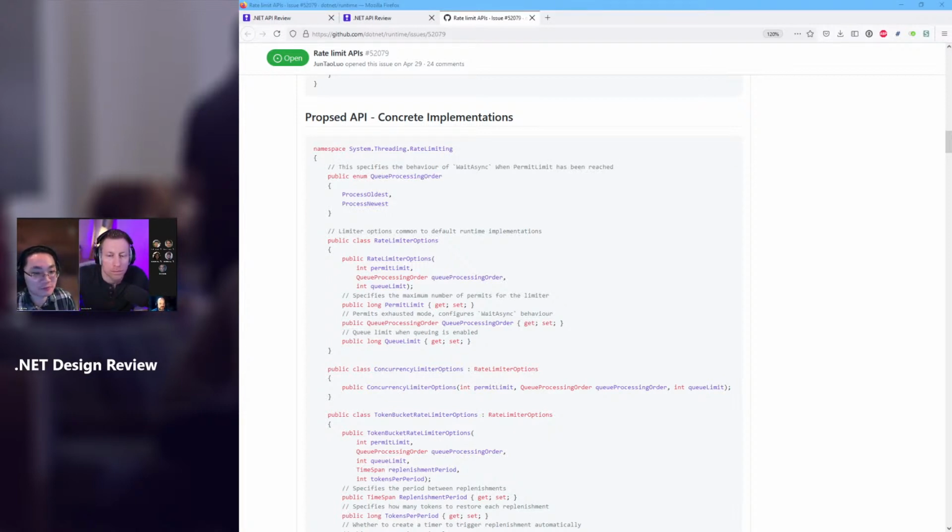Yeah, like the enum, I don't know if queue processing order is too long or not descriptive enough. And also process oldest, process newest. I think it conveys the idea of LIFO and FIFO, which is pretty much what we're trying to do here. But yeah, I'm curious if anyone has better ideas of how to name it.